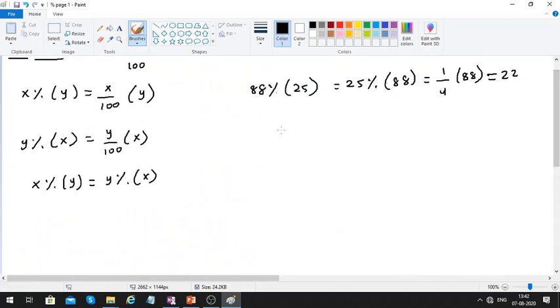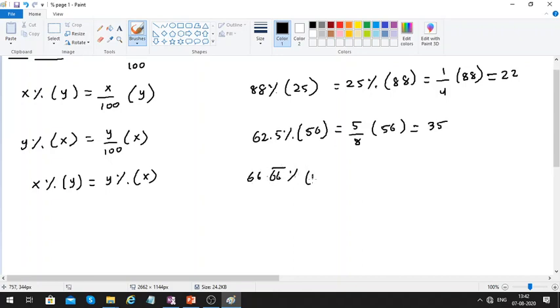So if you want to find, let's say, 62.5% of 56. Now just now we've seen 62.5 is nothing but 5 by 8 of 56, which is nothing but 35. Same way, if you want to calculate 66.66% of 150, 66.66 is nothing but 2/3. So 2/3 of 150 is 100. So understanding these equivalent fractions and their corresponding percentages will help you to calculate faster.